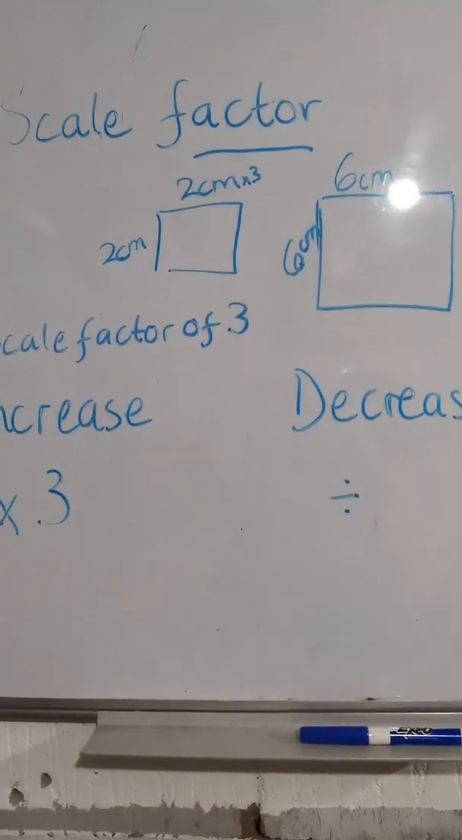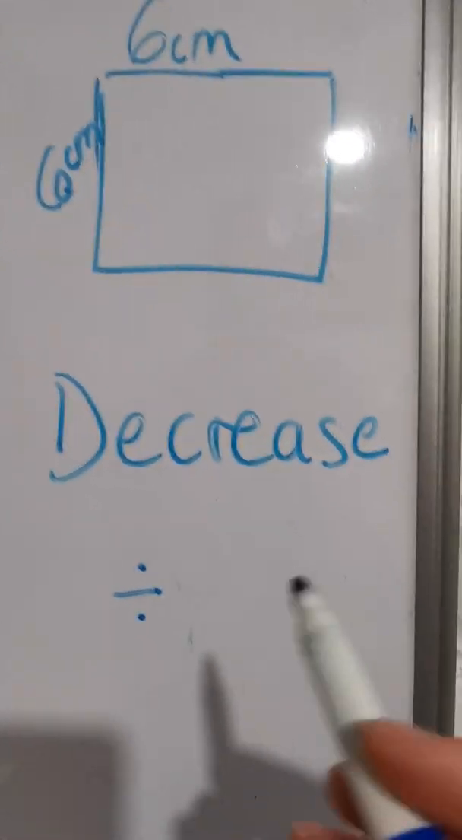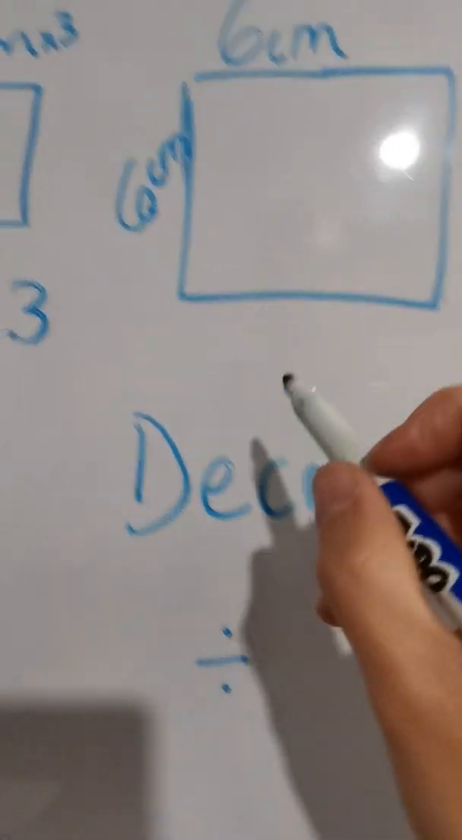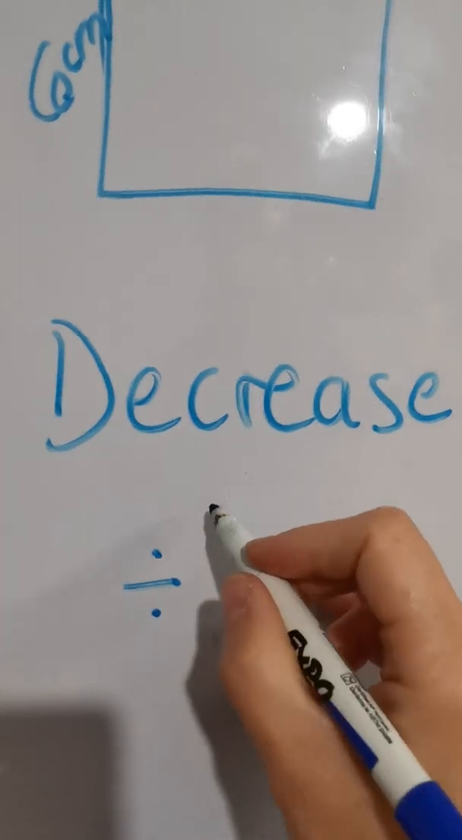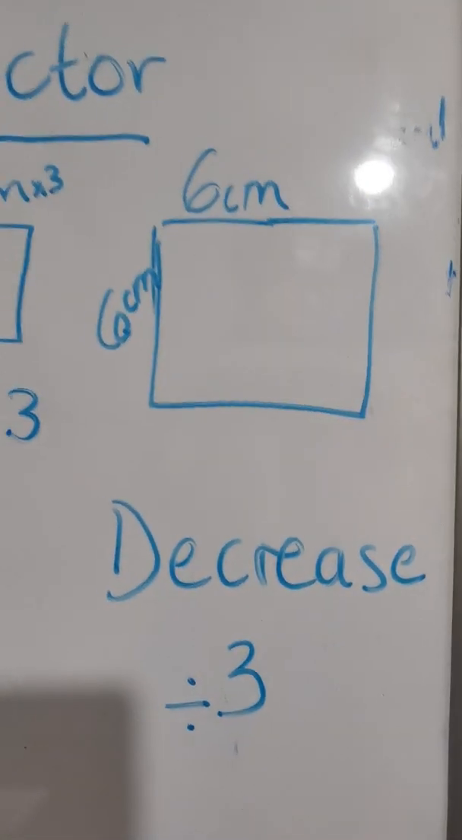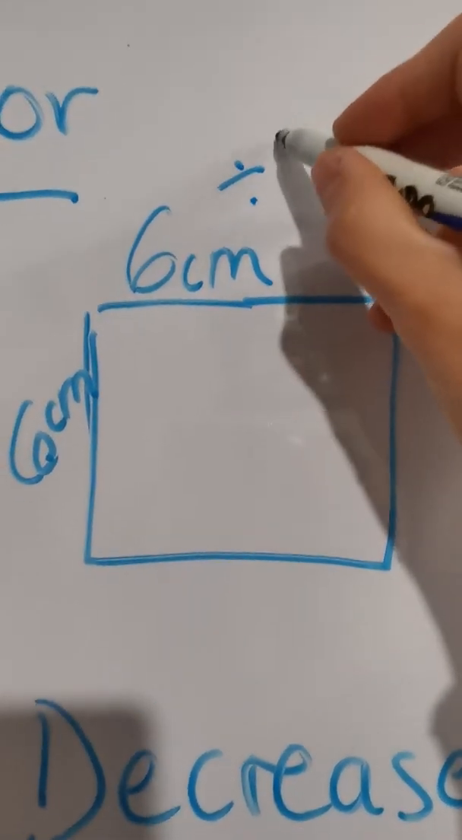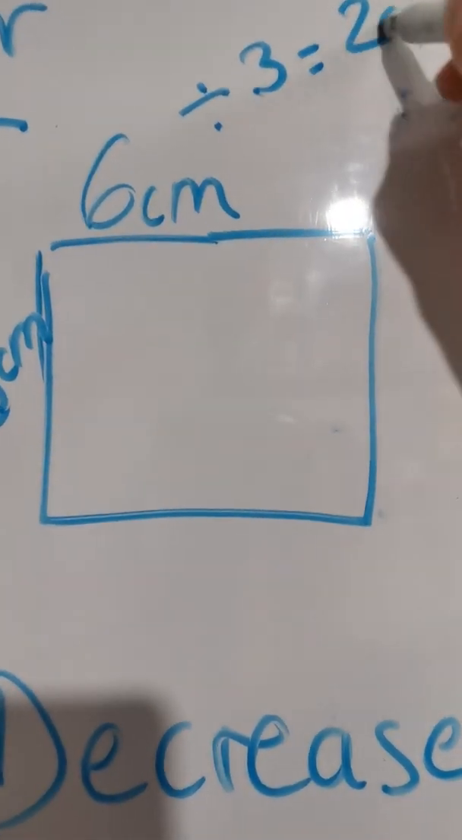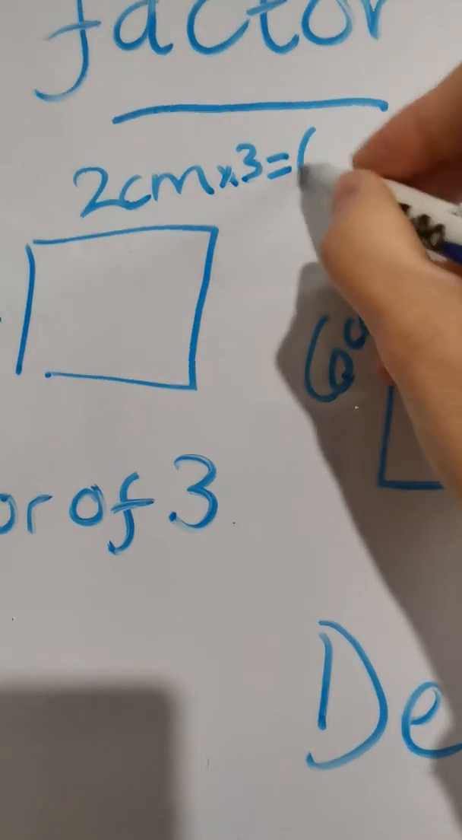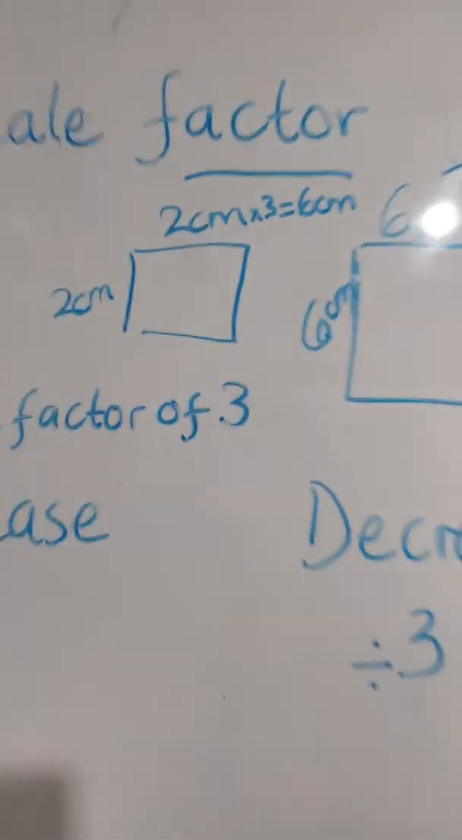If I decrease, that would therefore be the inverse or the opposite. So if I was to decrease by a scale factor of 3, I would actually be dividing the sides by 3, so creating the inverse. So 6 centimetres divided by 3 gives me my 2 centimetres. I hope that makes sense.